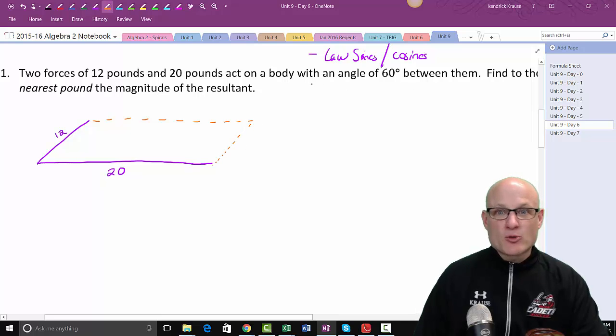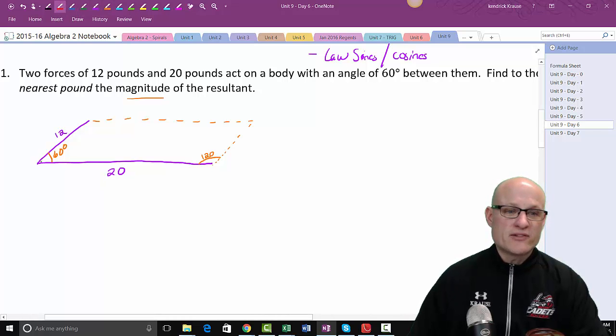Now you got to be careful and you got to be able to read properly. Two forces of 20 pounds and 12 pounds act on a body with an angle of 60 degrees between them. So this is 60. Now I'm going to use that thing I starred earlier to realize that this is 120, because they have to add up to 180. Find to the nearest pound the magnitude. The magnitude will always be this diagonal value.